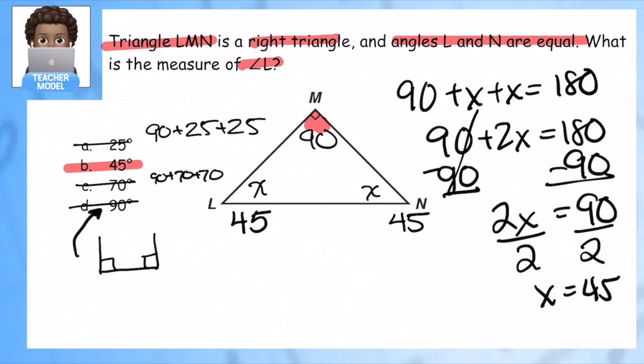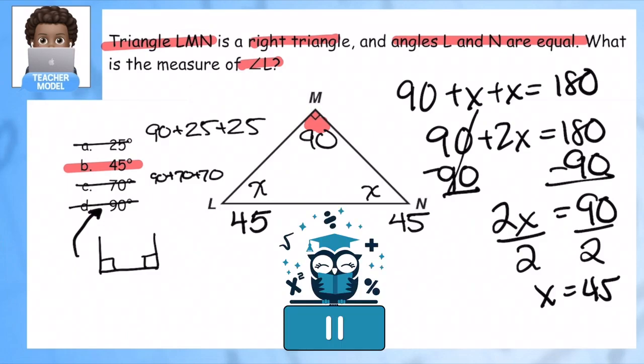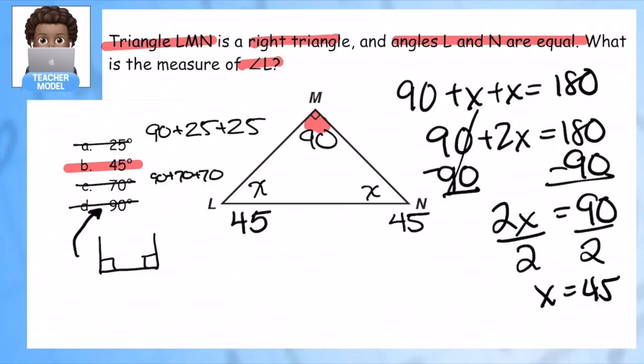But hit pause and jot this one down into your notes. Biggest takeaway is I could use the information from the problem to write an equation and solve for the unknown.